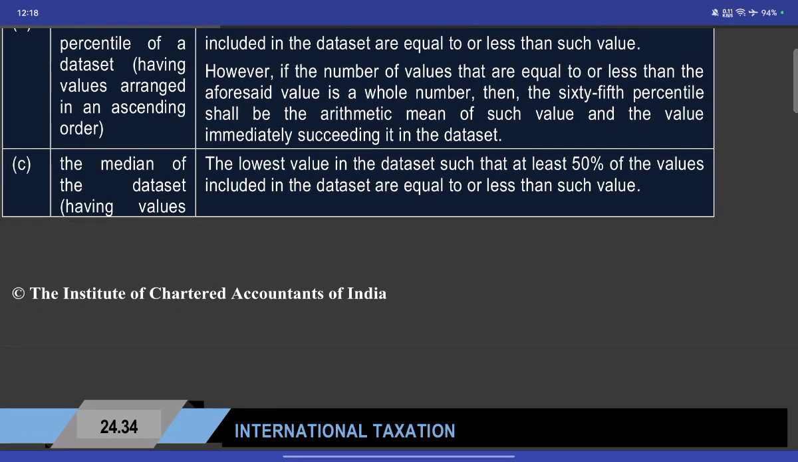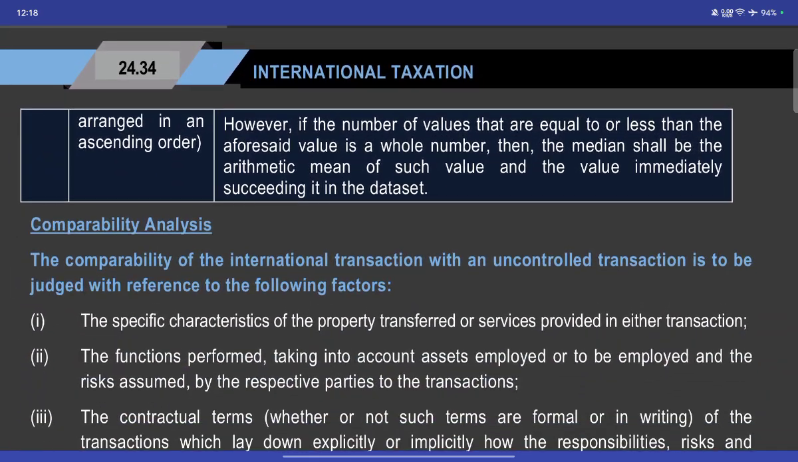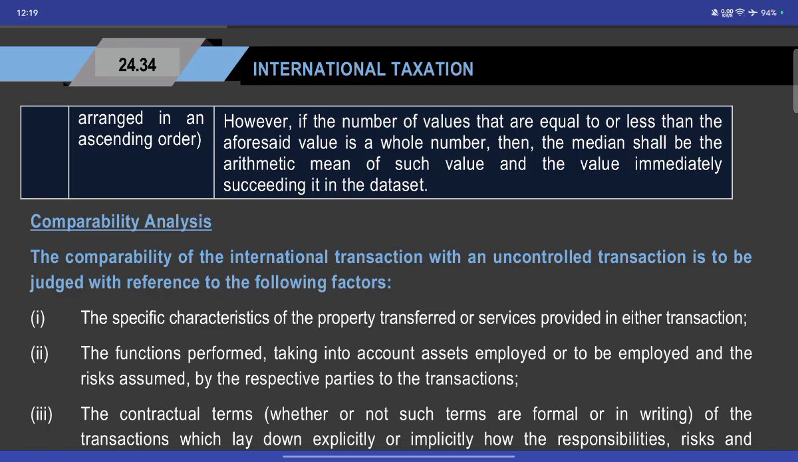The median of the data set means the lowest value of the data set at which at least 50% of the values included in the data set are equal to or less than that value, arranged in ascending order, and having the number of values that are equal to or less than the aforesaid value in a whole number, and the median shall be the arithmetic mean of such value and the value immediately succeeding it in the data set.